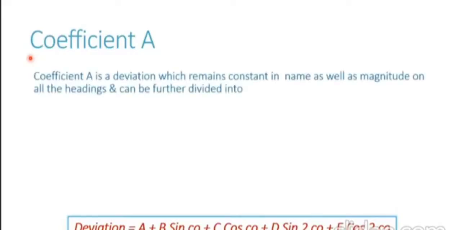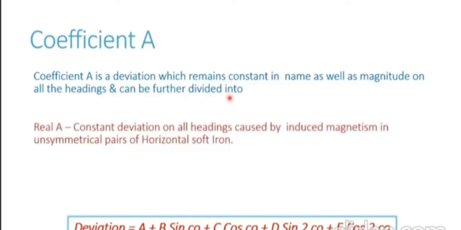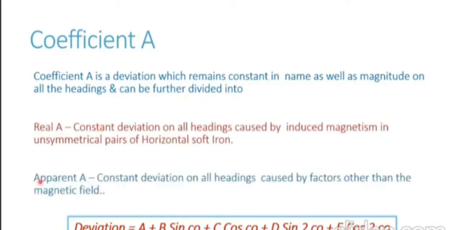Our first coefficient is coefficient A. Coefficient A is a deviation which remains constant in name as well as magnitude on all the headings and is further divided into 2 parts. These 2 parts are number 1, real A, and number 2, apparent A.